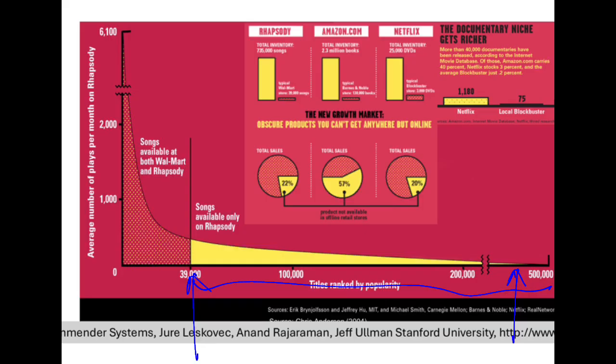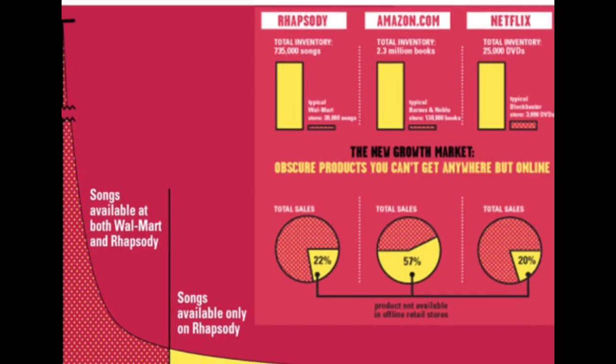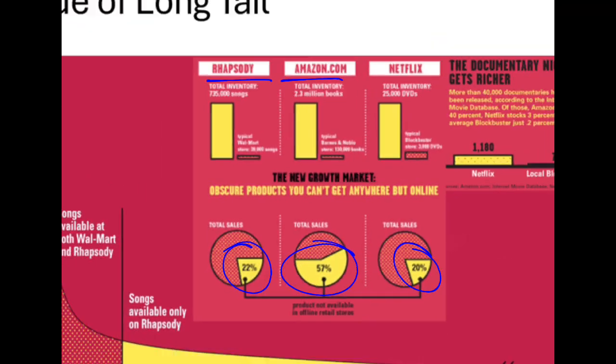it creates a lot of value here. So here this graph shows, for example, Rhapsody, I think it's a music service, right? 22% comes from the long tail. Amazon.com, 57% of their revenues, the sales, comes from these long tails. And here Netflix, 20% comes from these long tails.